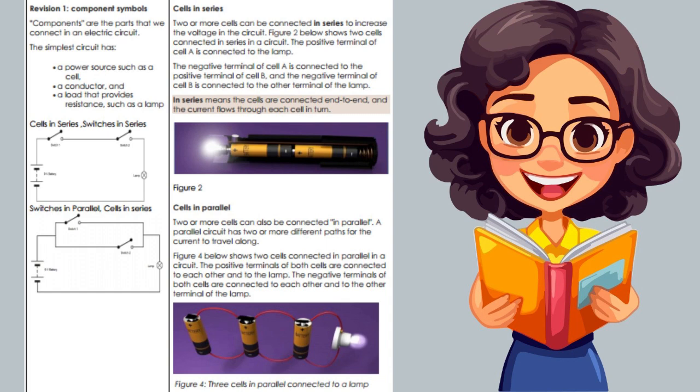Figure 2. Cells in parallel. 2 or more cells can also be connected in parallel. A parallel circuit has 2 or more different paths for the current to travel along. Figure 4 below shows two cells connected in parallel in a circuit. The positive terminals of both cells are connected to each other and to the lamp. The negative terminals of both cells are connected to each other and to the other terminal of the lamp.